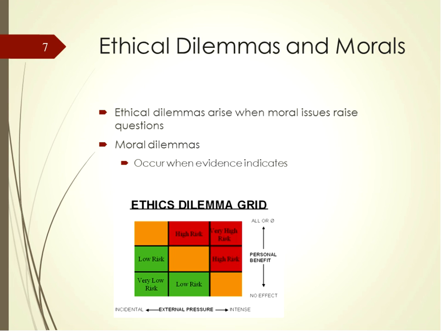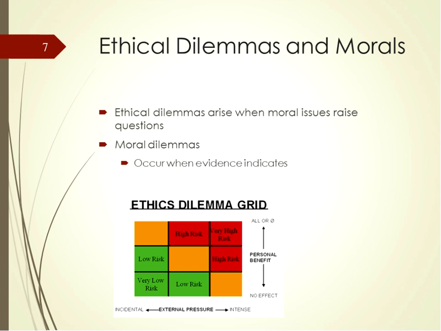Ethical dilemmas arise when moral issues raise questions that cannot be answered with a simple, clearly defined rule, fact, or authoritative view. Moral dilemmas occur when some evidence indicates that an act is morally right and some evidence indicates that the act is morally wrong, yet the evidence on both sides is inconclusive, or an individual believes that on moral grounds he or she cannot commit an act.